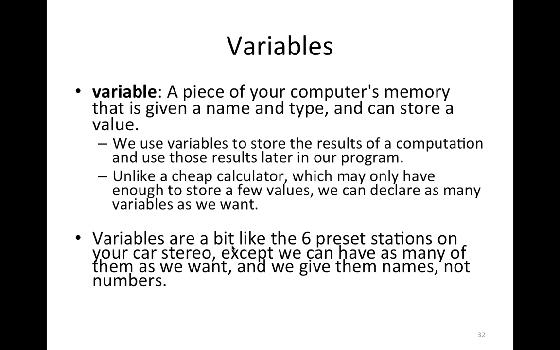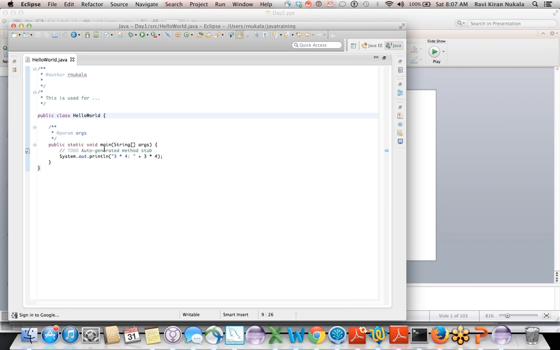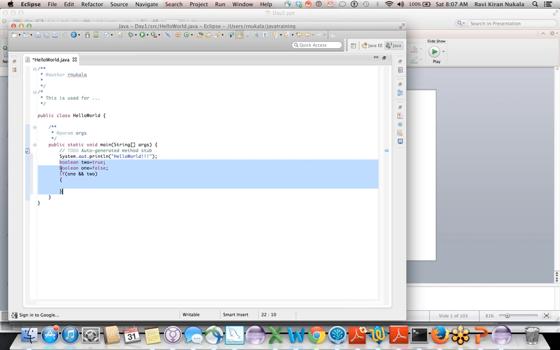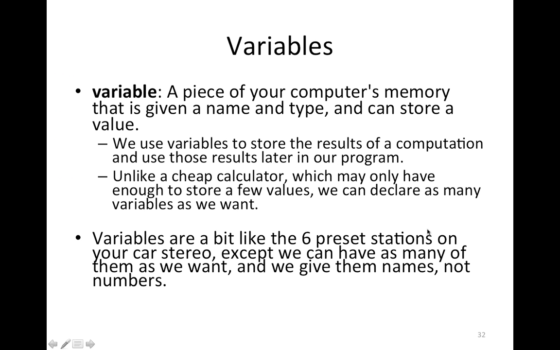Variable. A piece of your computer's memory. What is a variable? A piece of your computer's memory that is given a name and type and can store a value is called a variable. That's what we did, right? We gave a variable name here previously. Remember? A variable name that can store a value. We use variables to store the results of computation and use those results later in our program. Unlike a cheap calculator, which may only have enough to store a few values, we can declare as many variables as we want in the computer. Variables are a bit like the 6 preset stations on your car stereo.